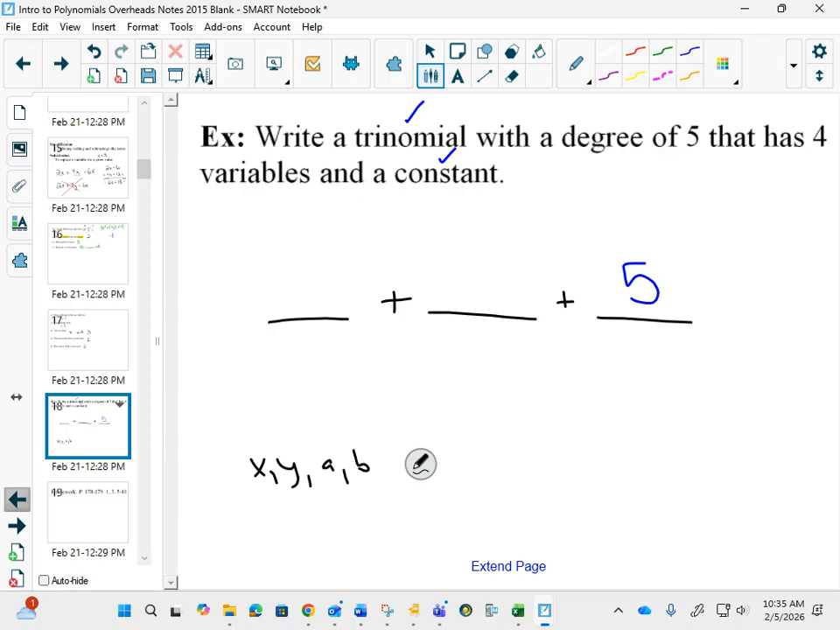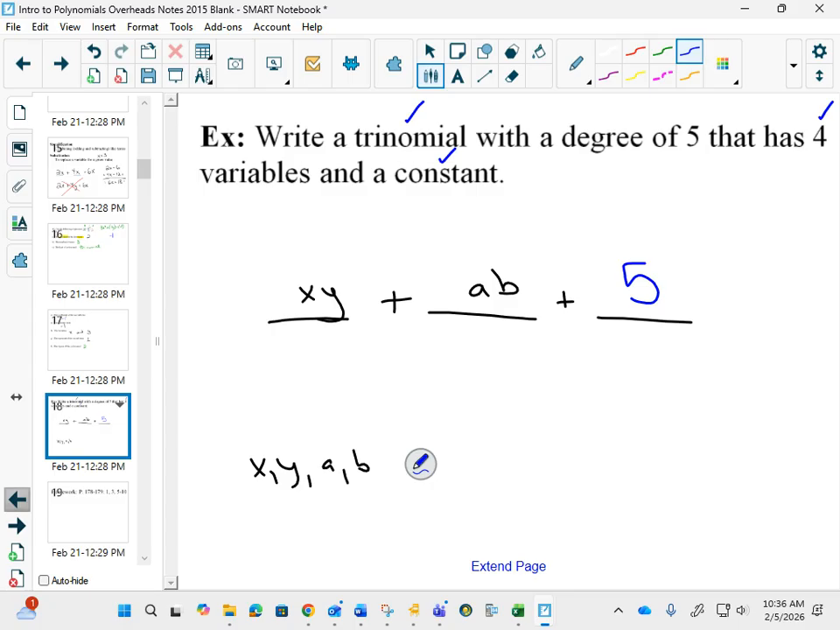Okay. Now they have to go in these ones, right? Do you want them all in both? Like, you want X's and Y's in the first one, A's and B's in the second? Yep. Okay. So X and Y and A and B. We now can check off we did 4 variables. Does this have a degree of 5?